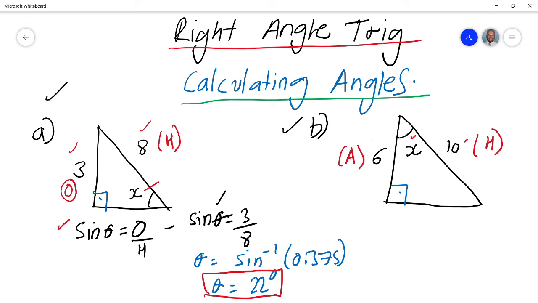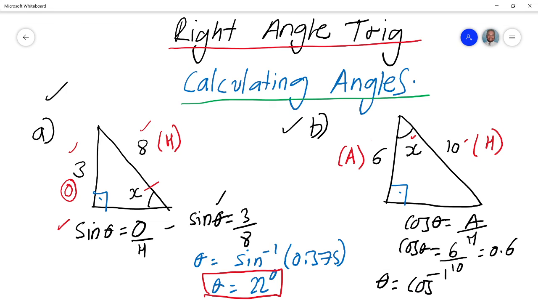So what trig ratio do we use? Do we use sine? Do we use cosine? Or do we use tangent? We use cosine. All right. So what happens is we go cos theta is equal to adjacent over hypotenuse. And then what you do is you substitute. What's my adjacent? My adjacent is 6 divided by 10, which is 0.6. And theta becomes cos inverse 0.6.